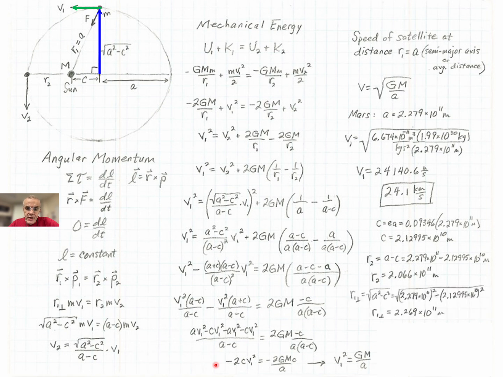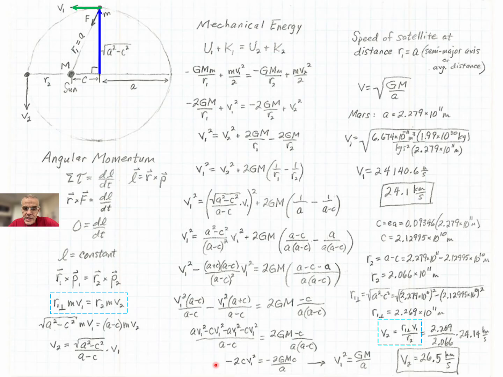And then I also need R1 perpendicular. So R1 perpendicular can be found: square root of A squared minus C squared. And then once I have all that, I can get to my final result, because I'm going to go back and use angular momentum, right? Basically, once I have V1, I can then go back to my angular momentum equation from over here and determine the value of V2. And then that would be the speed at perihelion.